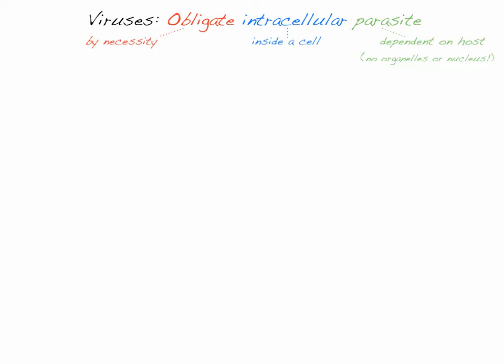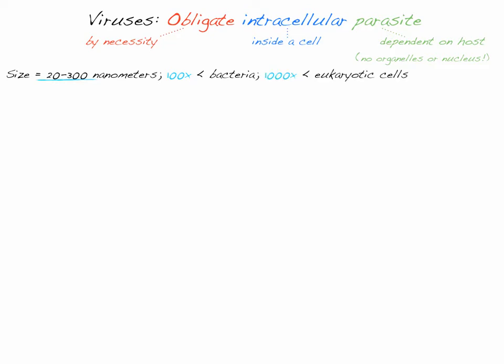So it's not able to make its own ATP and it's not able to replicate its own genome. It's completely dependent on the organelles and the functions of the host cell to be able to maintain its life. And viruses are very small. On average, they're about 20 to 300 nanometers. This is teeny tiny. So small, it's about 100 times smaller than bacteria and 1,000 times smaller than eukaryotic cells. So this is so small you can't see it with a regular microscope. You have to use electron microscopy to be able to observe most viruses.